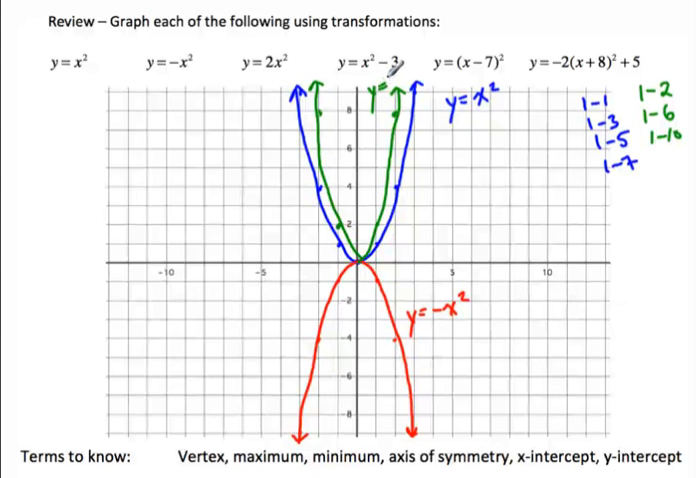So that's a vertical stretch factor 2, and that's the graph of y is equal to 2x squared. If I wanted to draw y is equal to x squared minus 3, remember that's a vertical translation down by 3, and otherwise the graph is unchanged. So I just move my vertex down 3, and then I go over 1, up 1, over 1, up 3, etc. And I'm just going to draw part of this one because I think you get the idea.